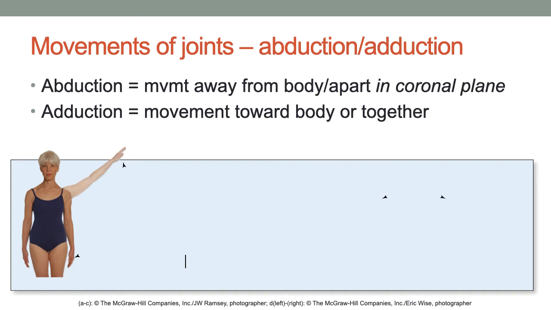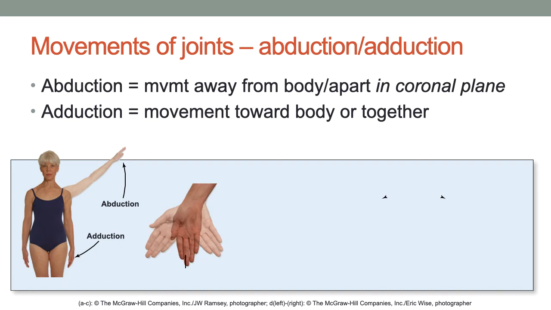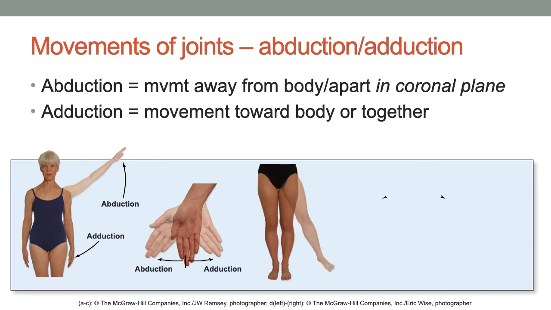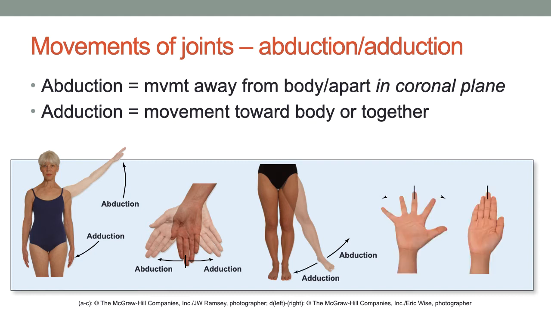So here we go, we're looking at the arm. If we move it away from the body, we are abducting. When we move it back toward the body, we are adducting. Here with the hand, again, remember how the hand is in anatomical position. If we move it away from the body, it's abduction. If we move it toward the body, it's adduction. Same with the leg. Movement away from the body, abduction. Toward the body, adduction. And the same with the fingers. If we spread our fingers apart, we are abducting them. When we move them back together, we are adducting them.